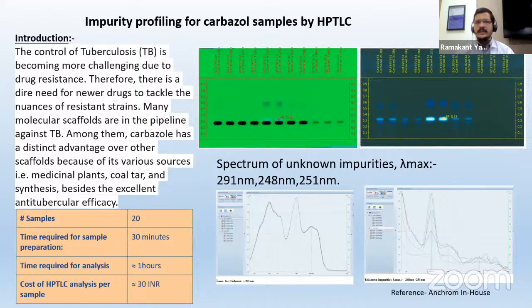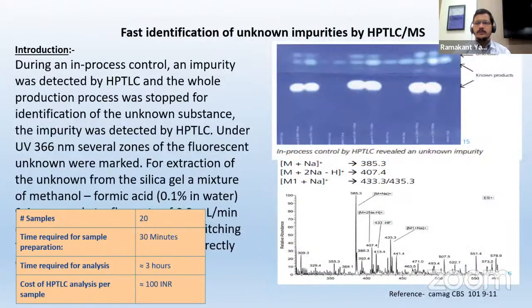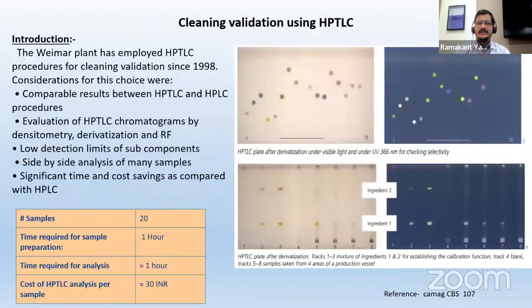Then impurity profiling for carbazole samples. This method we have developed in our laboratory. For the separated impurities, we have captured their absorption spectra. Then we can go further in depth for characterization by hyphenation. Then alpha-artemether and dihydroartemisinin in artemether formulation tablets by HPTLC. Then unknown impurities up to 0.1% we can easily detect and characterize.